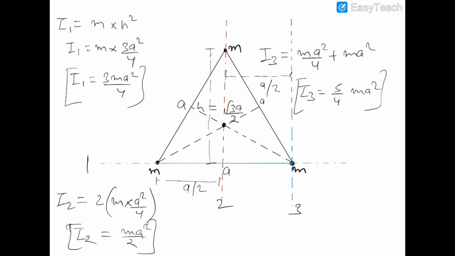So this is the complete analysis of discrete mass system moment of inertia.